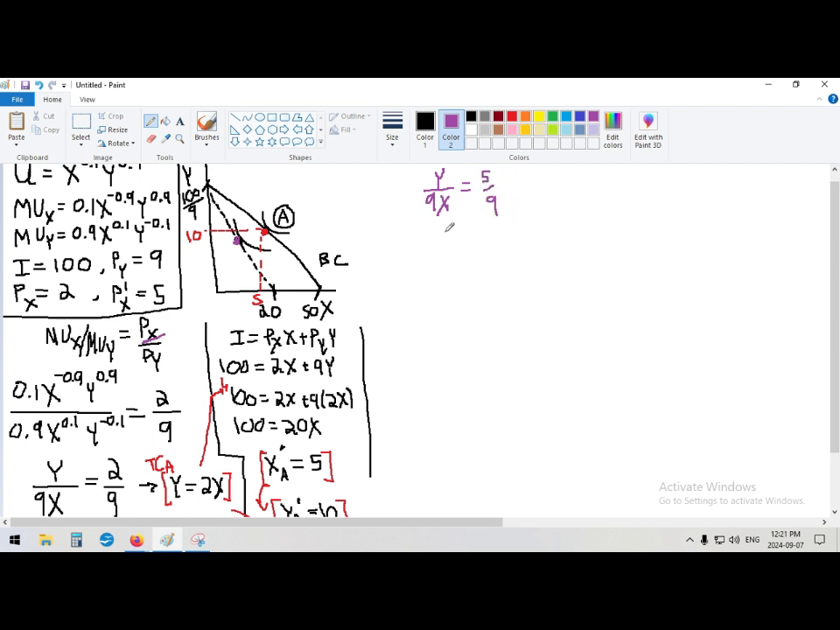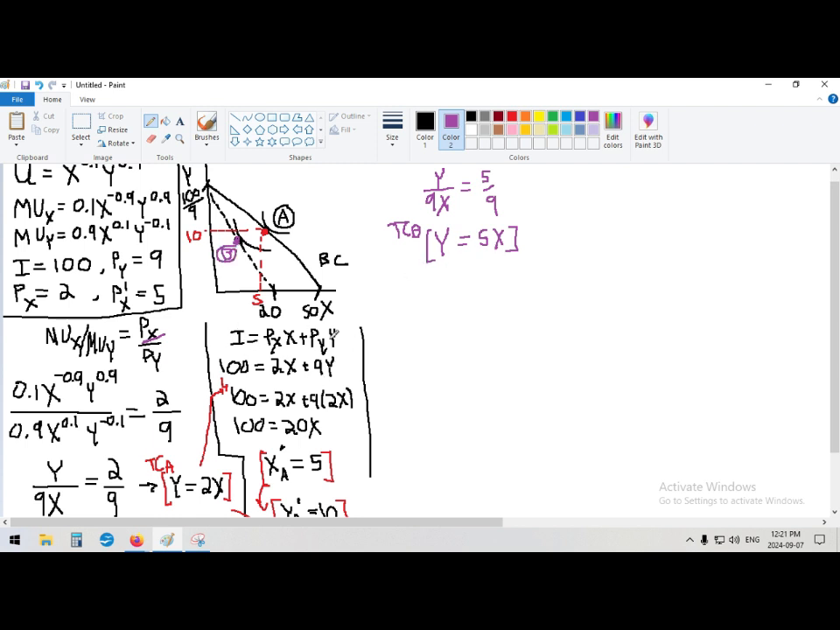So you can see here for this one, the 9's disappear, and we get Y equals 5X. So that's going to be your tangency condition for B for this point here.